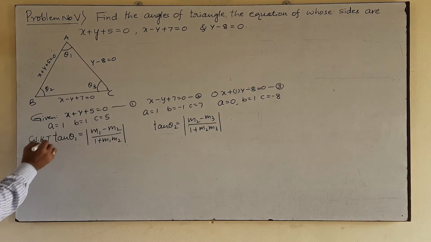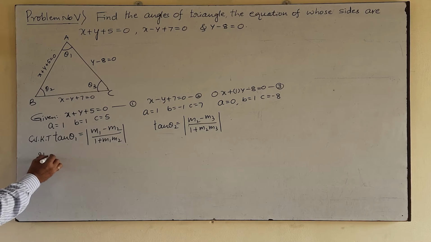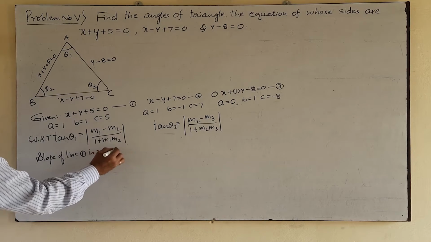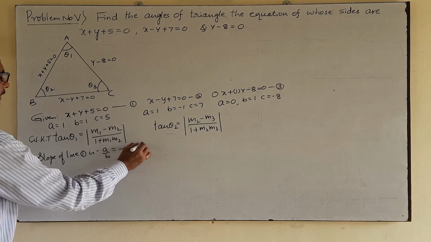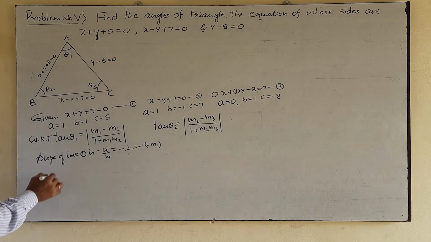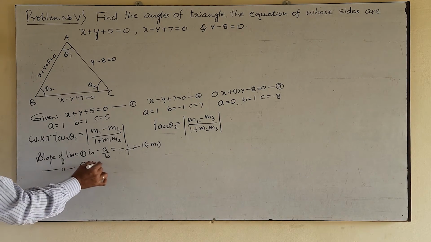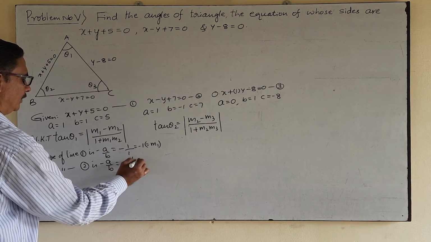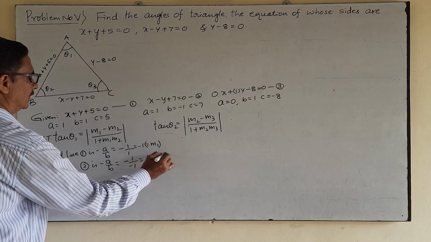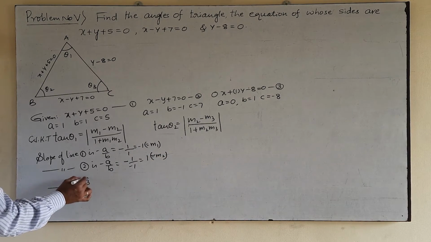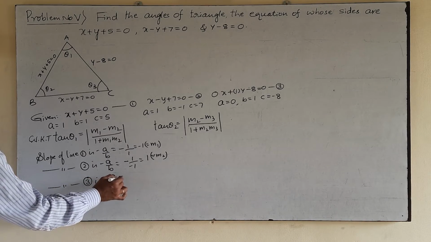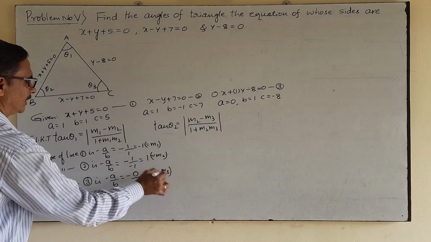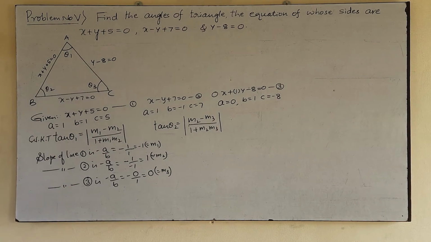Now in the first line, what is the slope of line 1? You know the formula: minus a upon b. Here a is 1 and b is 1, so that is minus 1. Call it m1. The slope of line 2, same formula, minus a by b: a is 1, b is minus 1, minus into minus is plus 1. Call it m2. And the slope of line 3, minus a by b: a is 0, b is 1, so that is 0. Call it m3. We got three slopes. Now apply the formula.